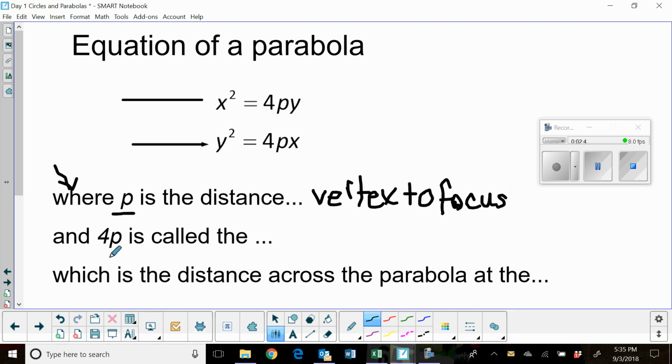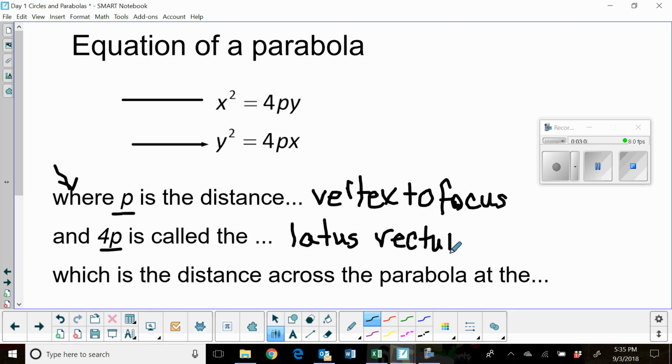That is p. 4p has a special name. It's called the latus rectum, L-A-T-U-S, and it is the distance across the parabola through the focus. And we're going to draw this in a second, but let's go ahead and define what those two represent.